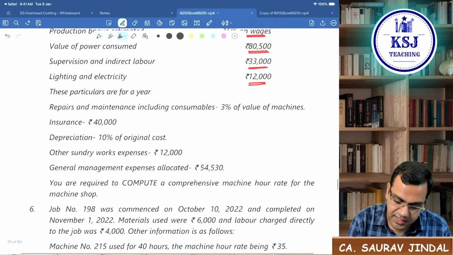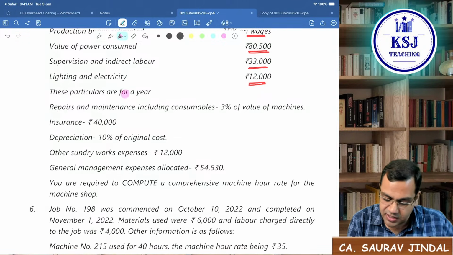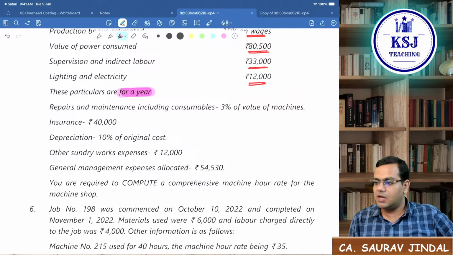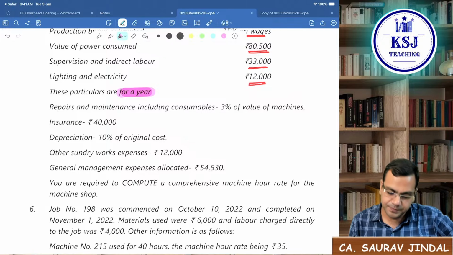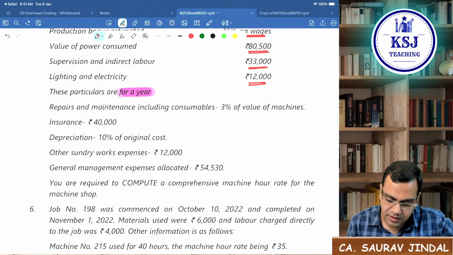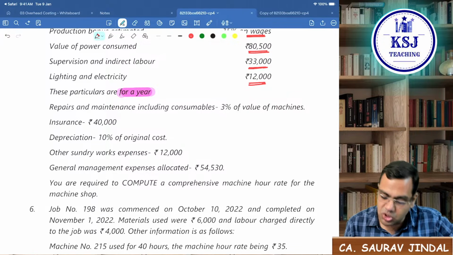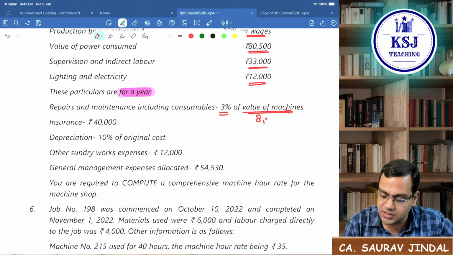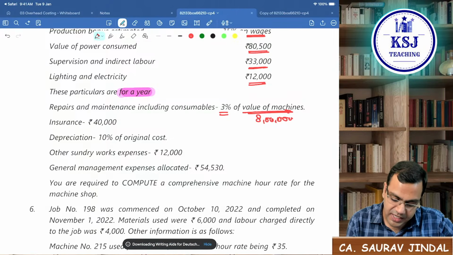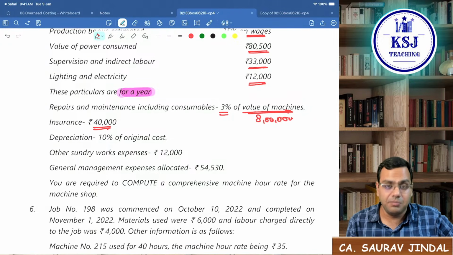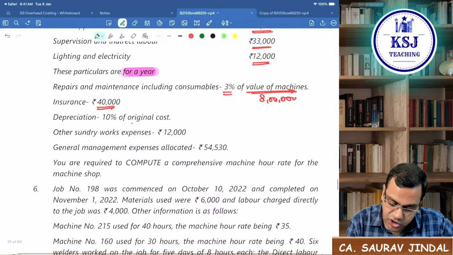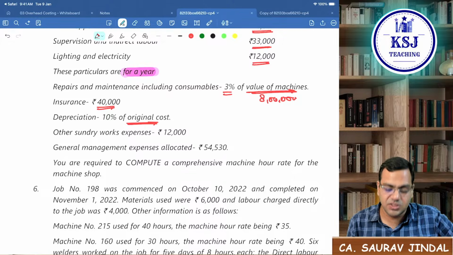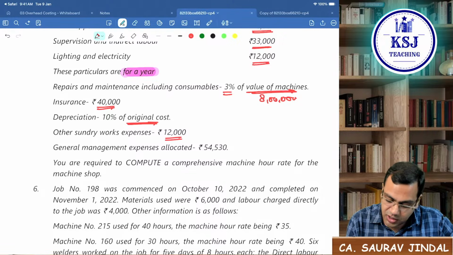Then further, there are some particulars which are given for a year. Some of the information is given for 6 months and other information is given for 1 year. What is that information? The repairs and maintenance, including the consumables, is 3% of the value of the machine. Value of machines is how much? 8 lakhs. Insurance is 40,000. Depreciation is 10% of the original cost. Other sundry works expenses is 12,000. General management expenses allocated 54,530.